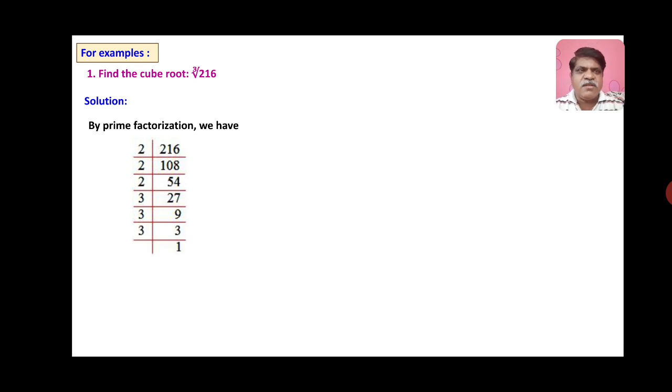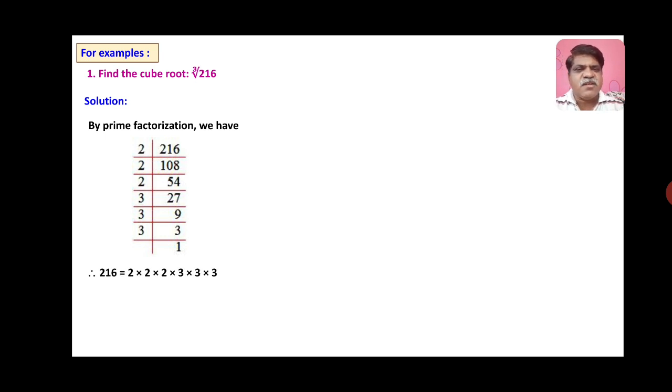Let me discuss it. 2 ones are 2, 1 is less than 2, that is 0. Then 2 8s are 16, 2 5s are 10, 2 4s are 8. Then 2 2s are 4, 1 left 14, 2 7s are 14, 3 9s are 27, 3 3s are 9 and 3 1s are 3. In a vertical manner, you are getting the prime factors of this 216.